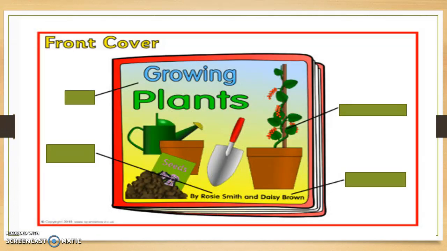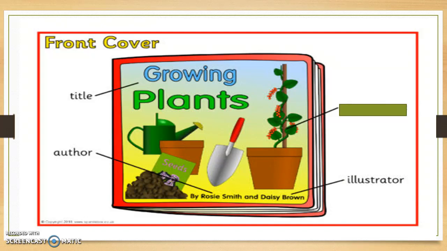Here we see the front cover of a book. I know we've studied this already during the year. I wonder, could you find where the title of this book is? Yes, that's it. Can you find the name of the author who wrote this book? There's the author, Rosie Smith. And can you find the name of the illustrator? Yes, that's it. Daisy Brown is the illustrator. I wonder, do you remember what the author and the illustrator do?